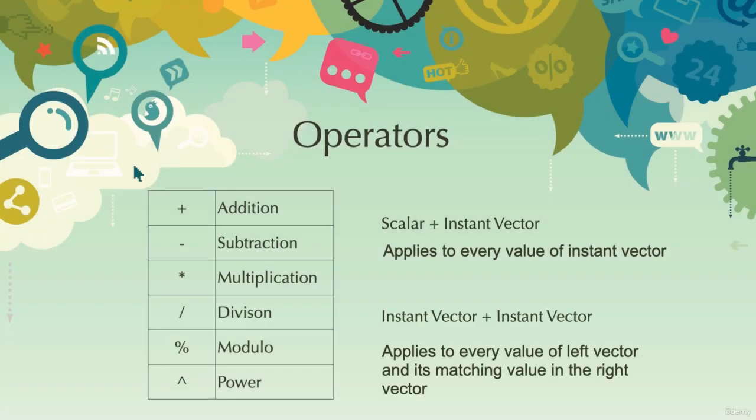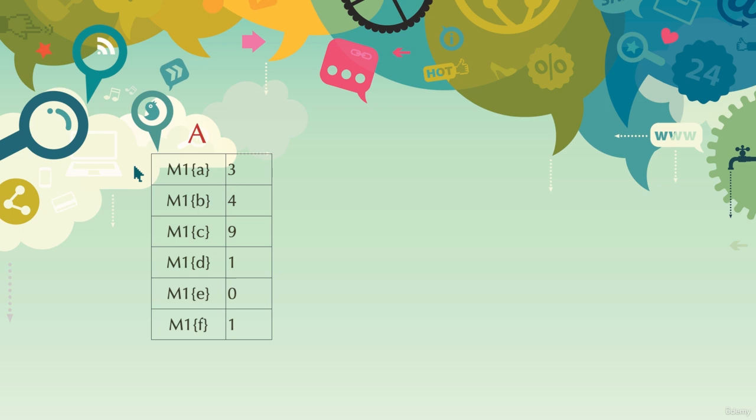Now, if you apply any of these operators on 2 instant vectors, any item on the left instant vector will be applied on the matching item on the right side vector. If there is no matching item, which means there is no metric with the same name and same labels, you will get no item in the resulting instant vector. So look at these examples.